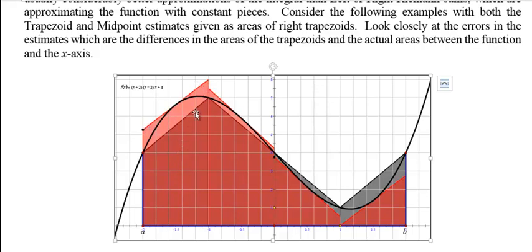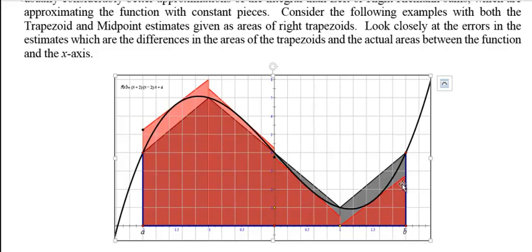Notice that when the function is concave down, whether it's increasing or decreasing, the tangent line is above the curve, and the area under the function is actually less than the trapezoid area there. So the midpoint rule will be an overestimate whenever the function is concave down, and the trapezoid rule will be an underestimate. Now what if the function is concave up?